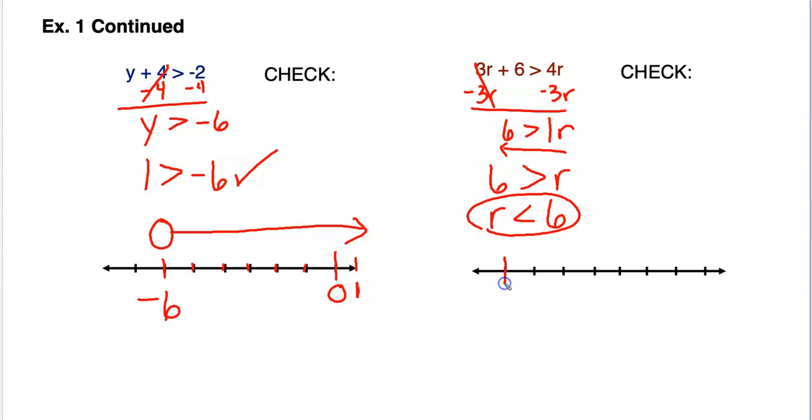So we're going to go ahead and put 0 here. We're going to go over 6. 1, 2, 3, 4, 5, 6. And it's anything less than 6, but it doesn't include 6. So we're not going to shade that in. So your graph would look like that.